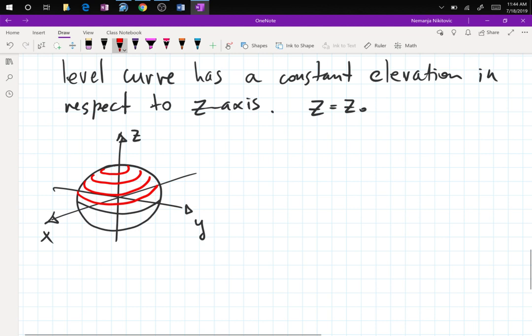So if you are to take a sword and cut with these horizontal planes, each cut would reveal a circle, what we used to call a trace in the xy plane, parallel to the xy plane. But all of those planes are at an elevation z equals something.